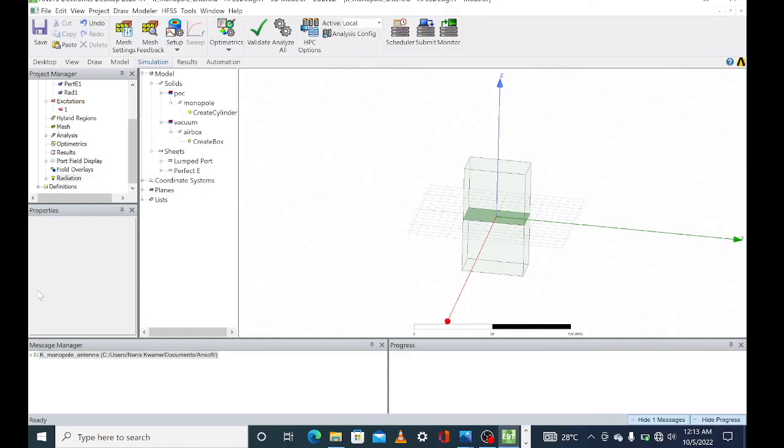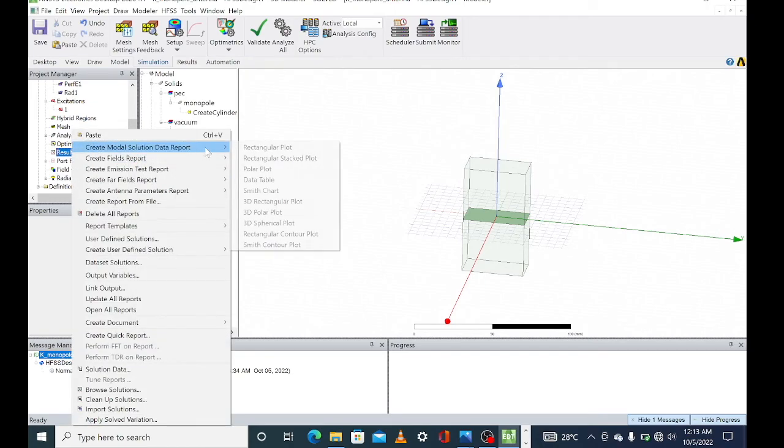The simulation is done. I believe we have no error. As usual, we have no error. So we can proceed and plot our return loss.